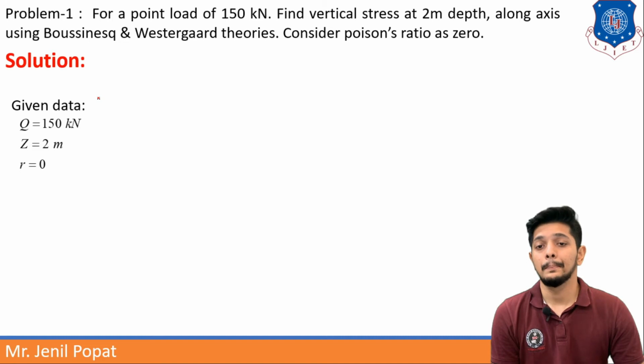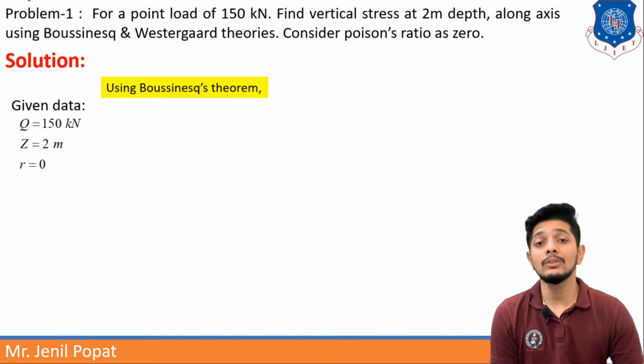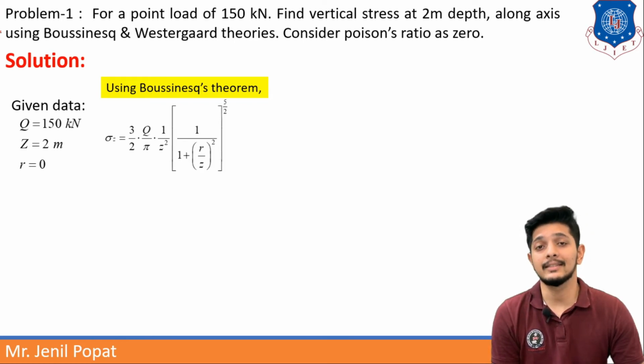Now let us go further using Boussinesq's theorem. According to Boussinesq's theorem, we must remember the formula, that is sigma z is equal to 3 by 2 into q by pi into 1 by z square, and in bracket 1 upon 1 plus r by z square, and the whole raised to 5 by 2. So this is the very basic Boussinesq equation for a point load, or we can say a concentrated load.